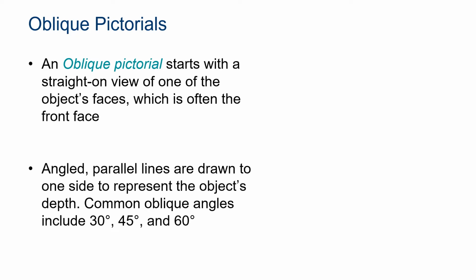So that's just a brief overview of the three different types of pictorials. So we'll start by talking about oblique pictorials. An oblique pictorial starts with a straight-on view of one of the object's faces, which is often the front face. And you have to pick the front face carefully. Angled parallel lines are drawn to one side to represent the object's depth. Common oblique angles include 30, 45, and 60 degrees. In this class, we typically always do 45 degrees.